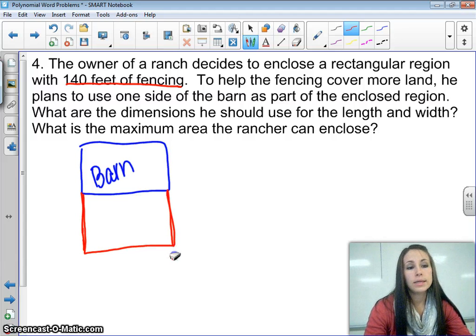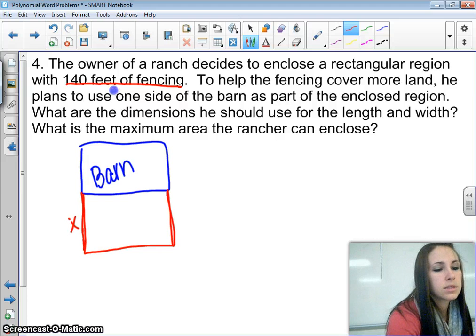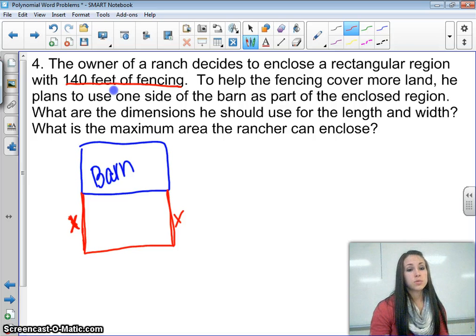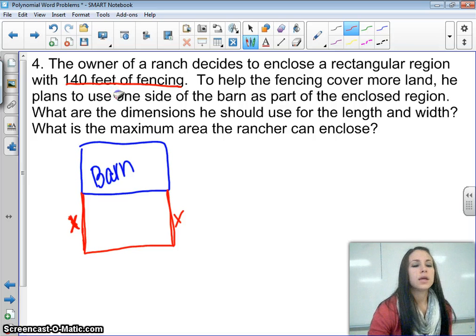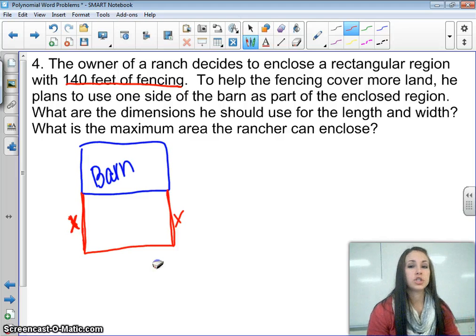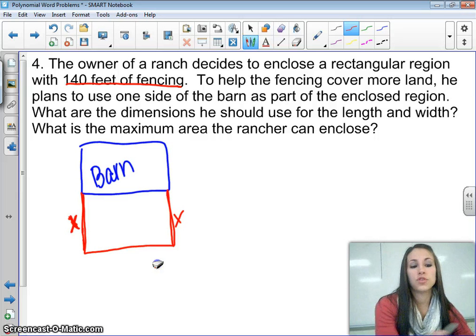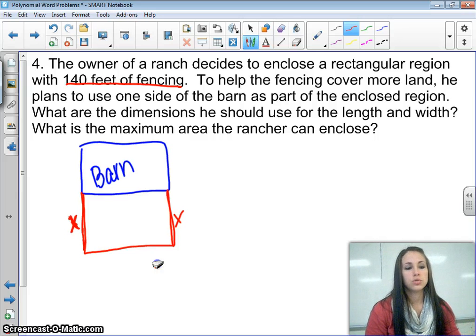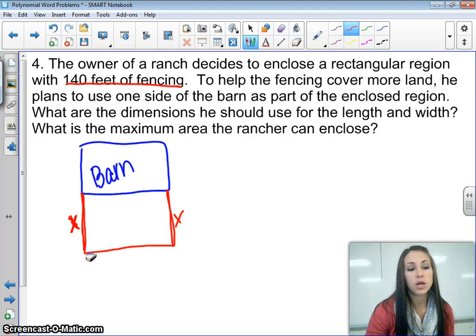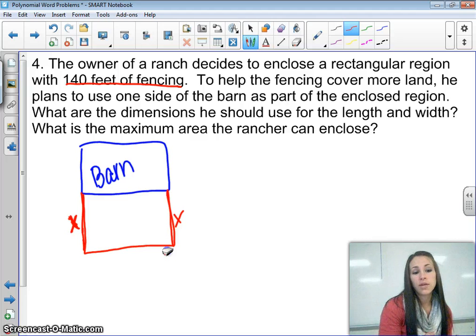And since I don't really know anything except that I've got 140 feet of fencing to use, I'm going to let this be X and X. So they're the same, so they're just both X. Now, to make this math easy, let's pretend that I've used 10 feet on each side. How would you find out how much I have left over to use for that last side? Well, 10 and 10 make 20, and then I would just subtract that from what I have right here. So that'd give me 120 feet left for that last side.